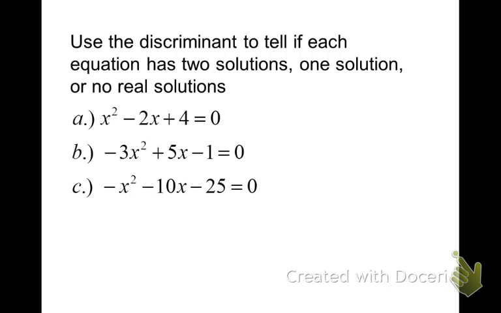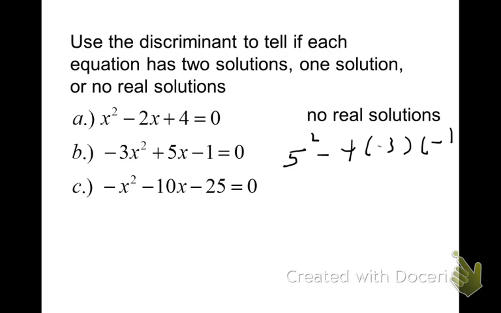So when we try b, again, we're going to do b squared minus 4ac, so we're going to have 5 squared minus 4 times a is negative 3 times c is negative 1, and so we get 25 minus, and that's going to be a negative times a negative is a positive, so it's going to be 25 minus 12. That's a positive number, and therefore there are going to be two real solutions to this one.